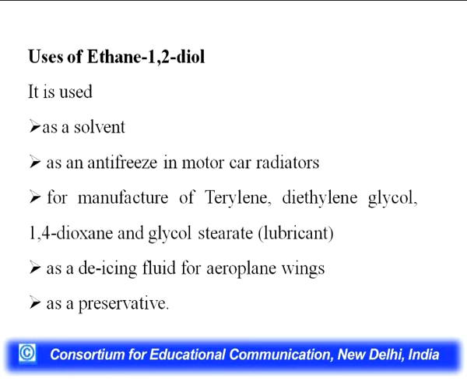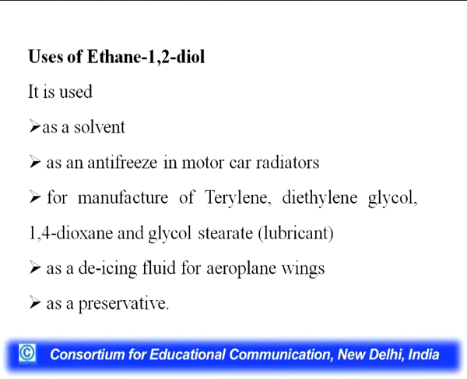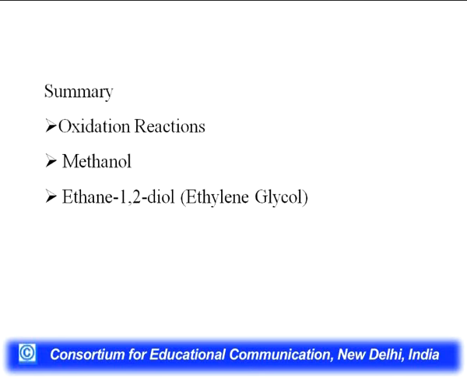Now, the uses of ethane 1,2-diol. It is used as a solvent, as an antifreeze in motor car radiators, for manufacture of terylene, diethylene glycol, 1,4-dioxane and glycol stearate, which is used as a lubricant, as a de-icing fluid for aeroplane wings and as a preservative. So these are the uses of ethane 1,2-diol or glycol.